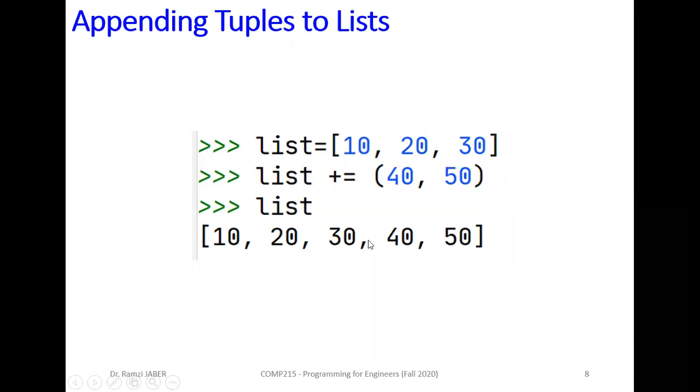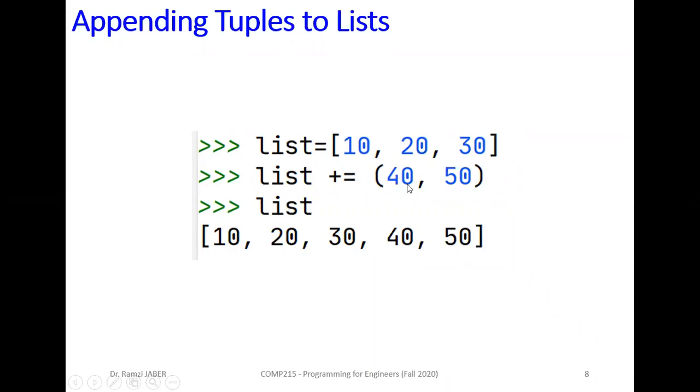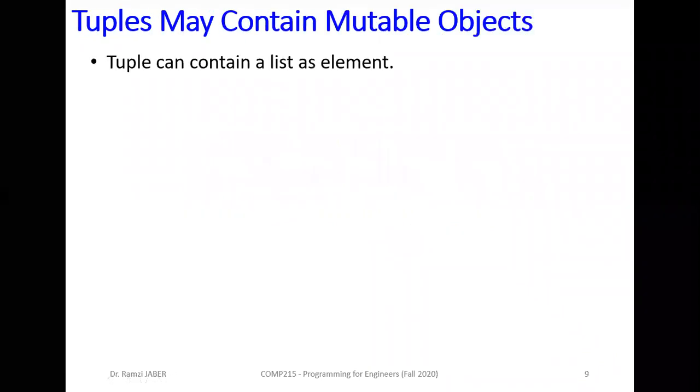Now 40, 50, we can change them because they are inside the list. The elements inside the list are mutable, we can change them. But in the tuple, we cannot change the elements. Okay? Any question here? Okay.